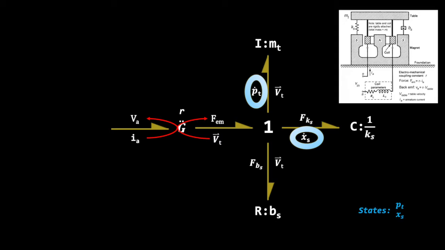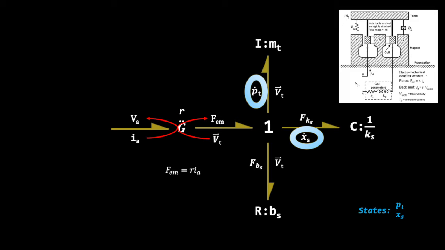And finally, as a final note, we can also see that the velocity of the table will go back through the gyrator to be converted back into a voltage, which is a back EMF exerted onto the coil and magnet system. Back EMF tends to exist in dynamic systems where you have an electrical component involved.